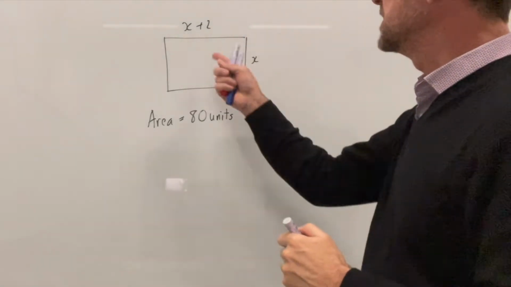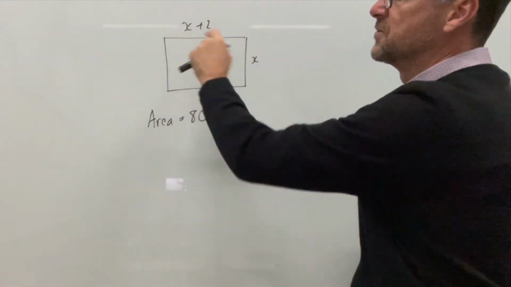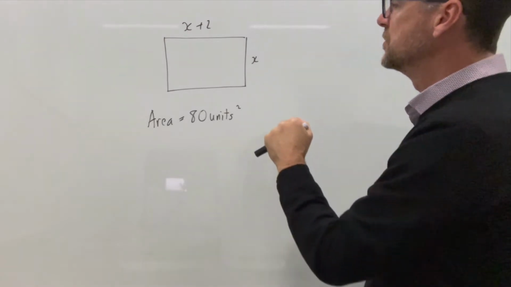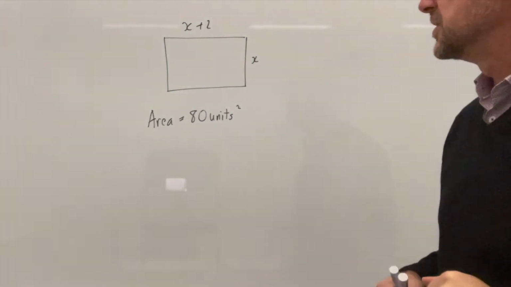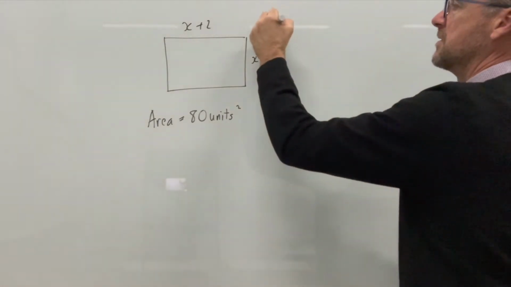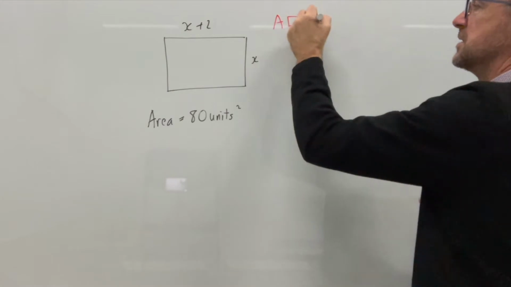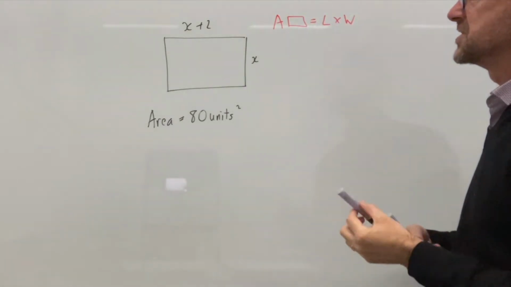All right, let's look at a rectangle here, and we're told that the length of the rectangle is x plus 2 and the width is x and the area is 80 units squared. So for these sort of questions, we just need to remember that the area of a rectangle equals length times width. So then we can use that rule in order to set up our answer here.